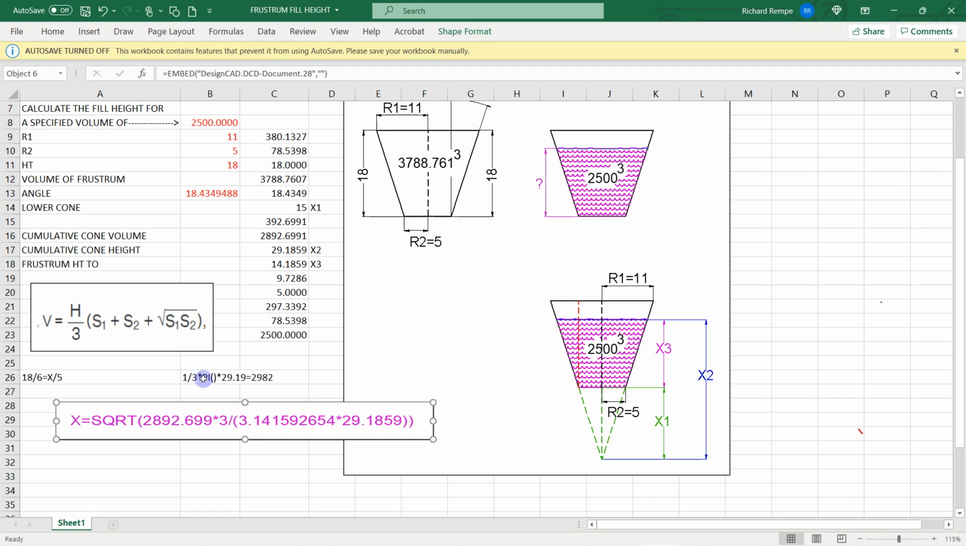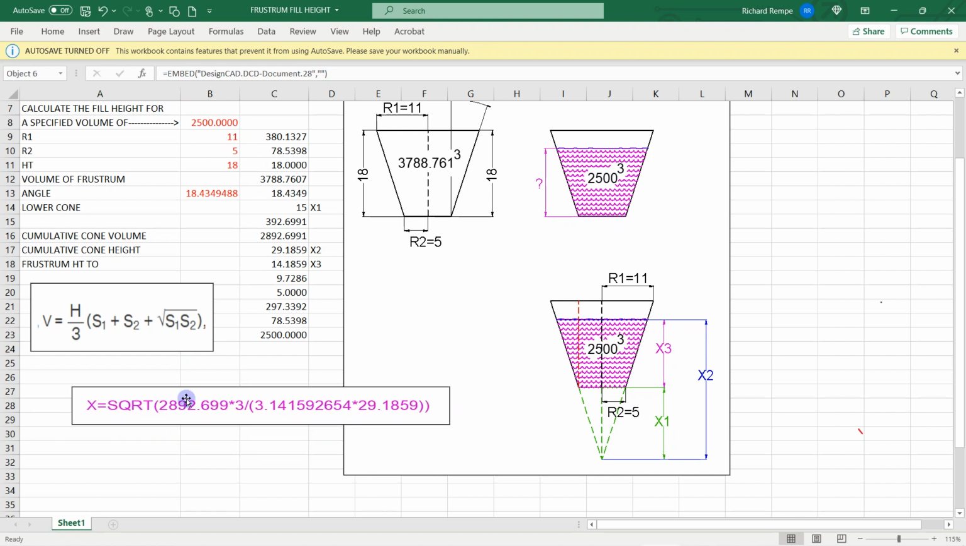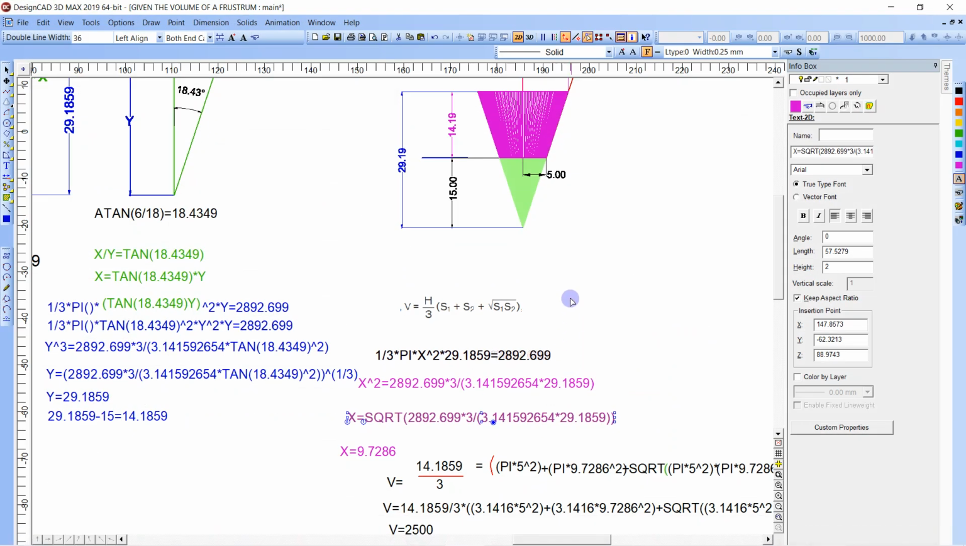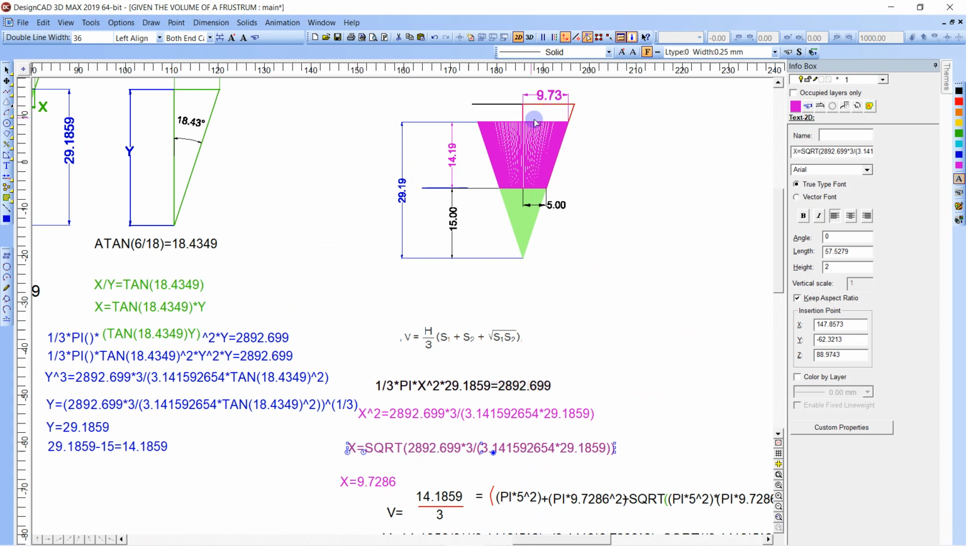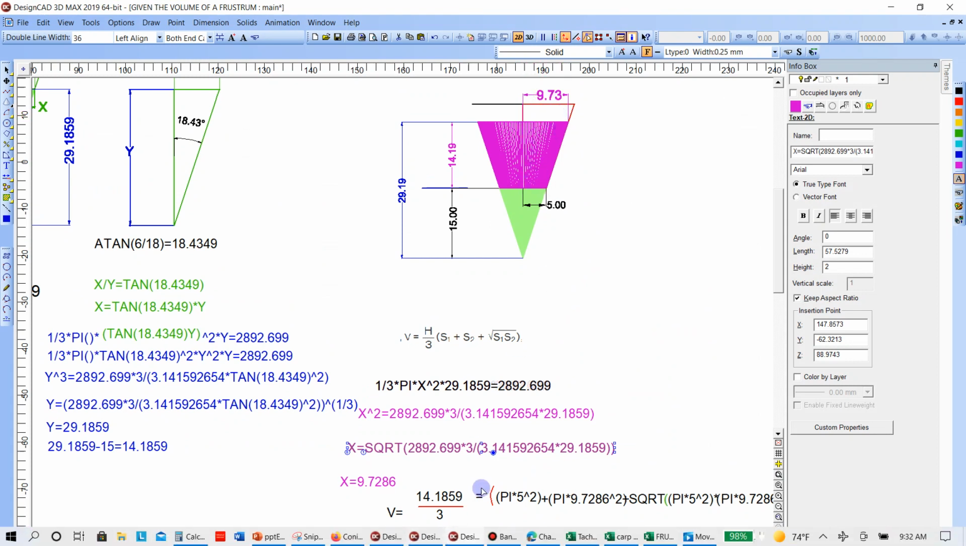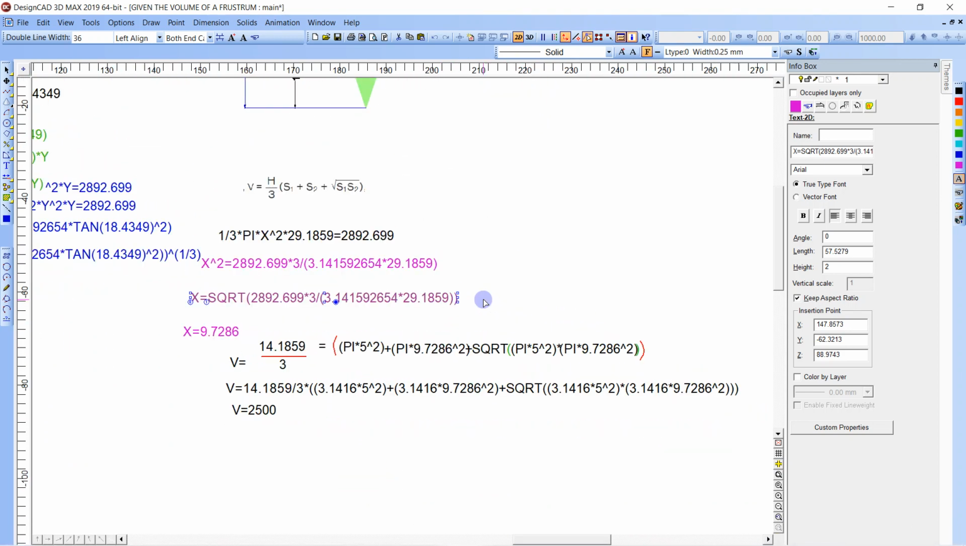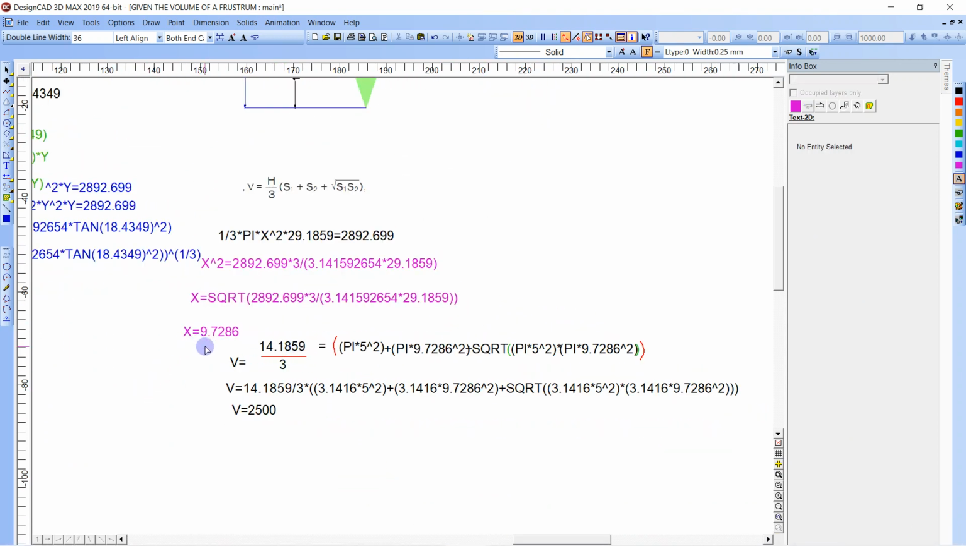I wouldn't need that. So that's where that came from. And so if we solve for x, we get 9.72, and that is the radius. That's the radius up here at the top of this, which I didn't really show, right there, right? So it's the top radius. Now we have the bottom radius and the top radius, and then we can input the numbers.